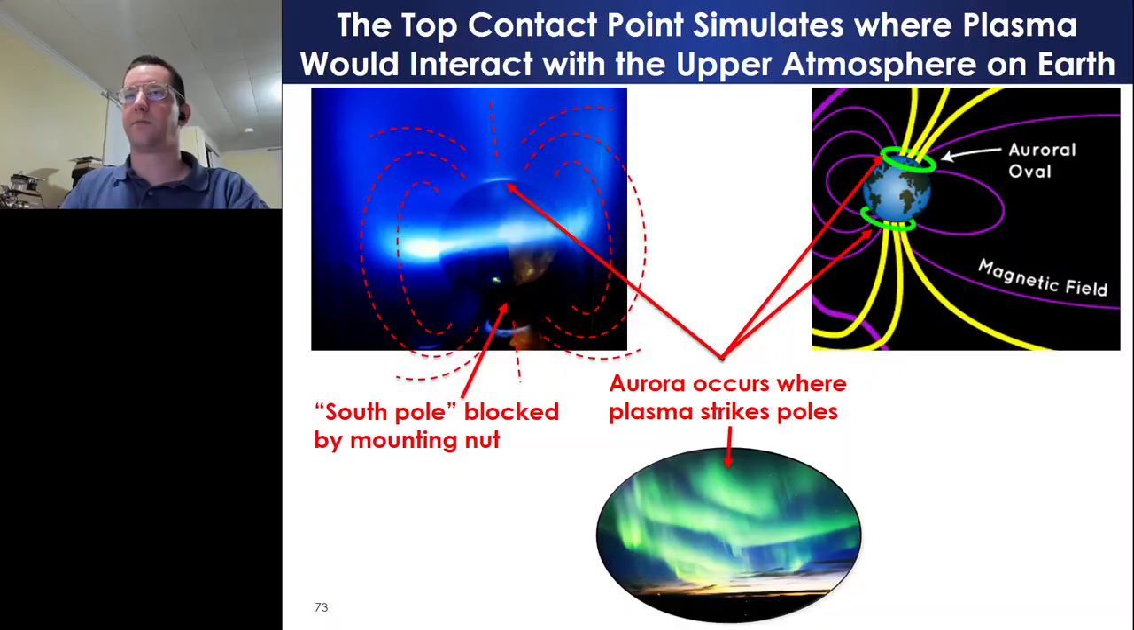These are analogous to the northern lights caused by plasma hitting the atmosphere and the Van Allen belts around the equator. The plasma contacting the top magnetic pole is analogous to where plasma within the Earth's magnetic field contacts the Earth's atmosphere at the north pole of the Earth. This excites the gas in the upper atmosphere, generating the visual aurora borealis. In this demonstration, however, the south pole of the magnet is blocked by the nut. Students will not be able to see plasma contact in this location.